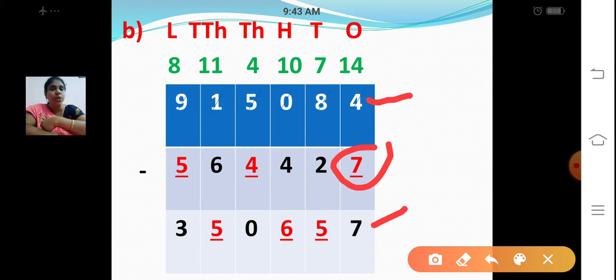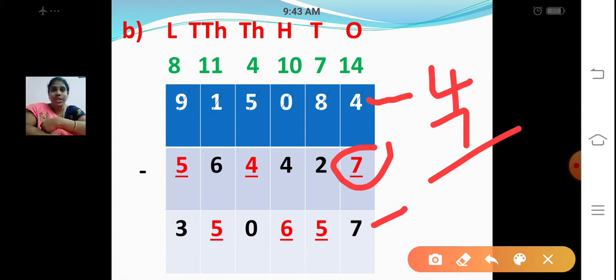Shall we subtract now? Can you subtract 4 minus 7? Is this possible? It is not possible. So what should I do now? I am going to borrow 1 from the tens place. So my tens place will become 7 and my ones place will become 14. 14 minus 7. After 7, 8, 9, 10, 11, 12, 13, 14. So 14 minus 7 is 7 ones. Write it down, 7.